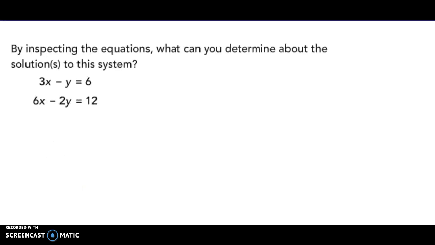All right, last one, by inspecting the equations, what can you determine about the solutions to this system? So as I'm looking at this system, I see two equations in standard form. They're not slope-intercept, where I can see the slope, m, and my y-intercept, the b. So it's hard for me to tell if they're parallel or if they have different y-intercepts. But what I do see is that the second equation seems to be twice as big as the first.